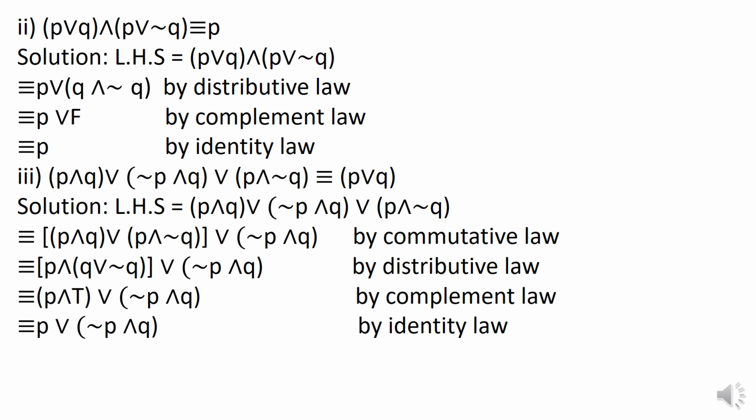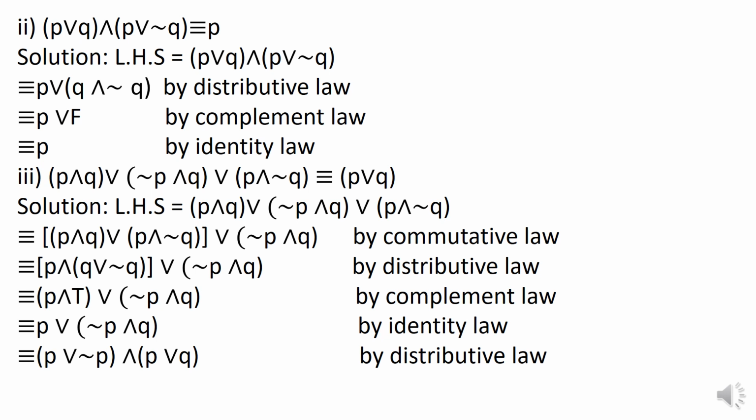In the next step, we again use the distributive law. It is like multiplying the brackets. P is multiplied; you imagine P or is multiplied with both the components of the second bracket. So we get P or not P and P or Q. This is by distributive law.